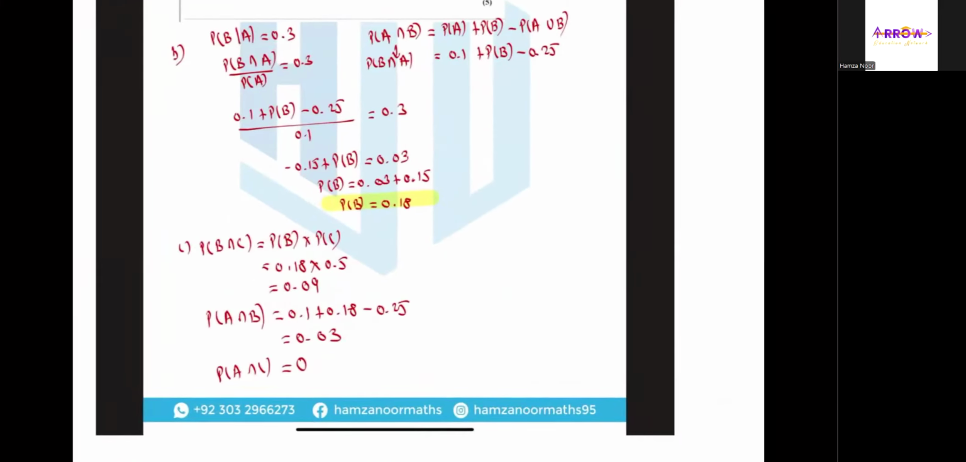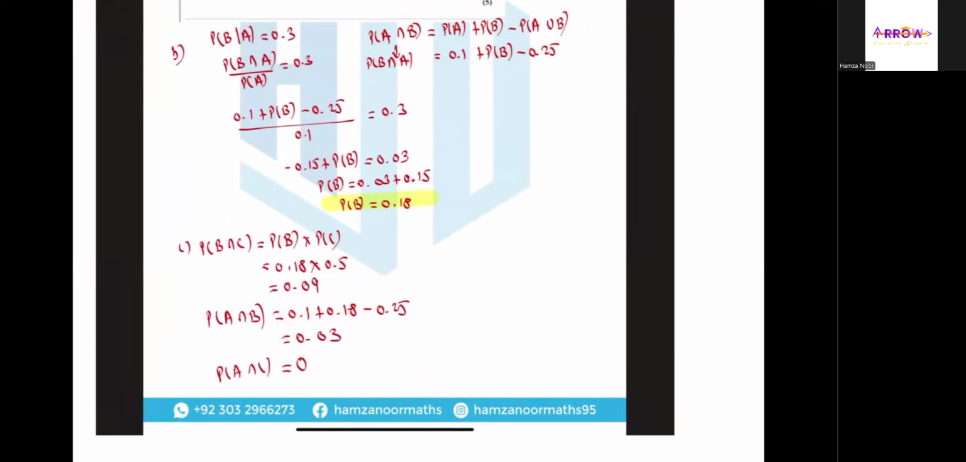Okay, we can say that 0.1 plus 0.18 minus 0.25. We have used the equation over here. So this means that 0.1 plus 0.18 and then you subtract 0.25. So this gives us a value of 0.03.